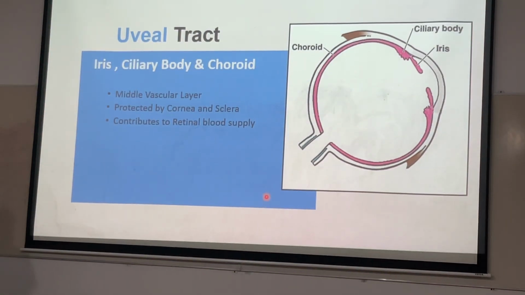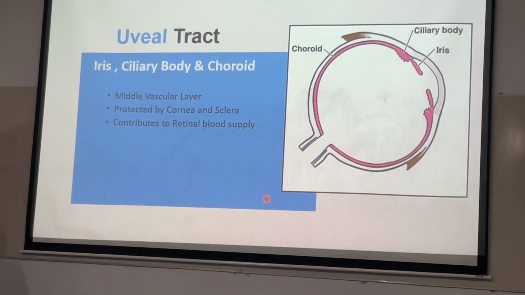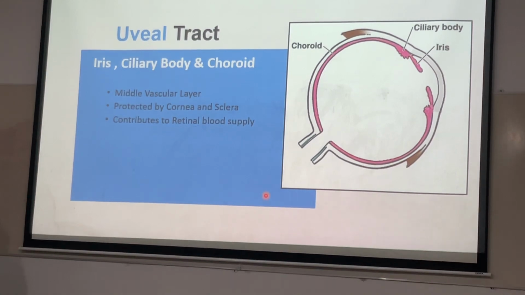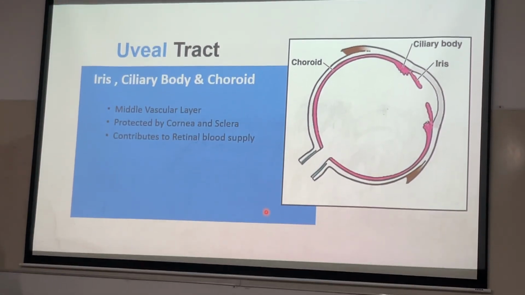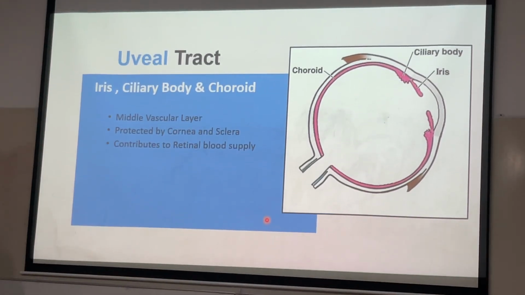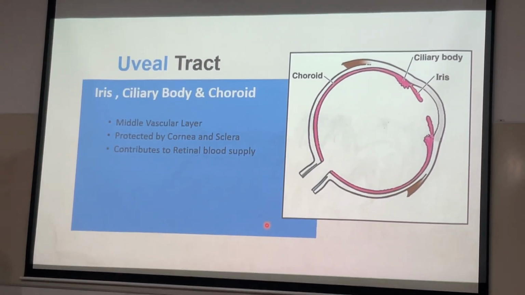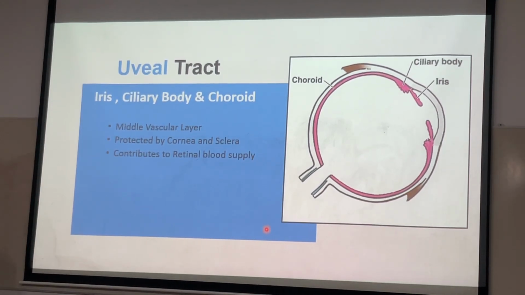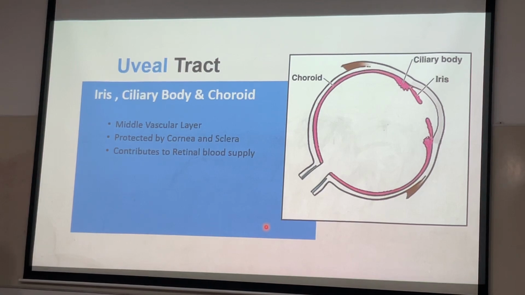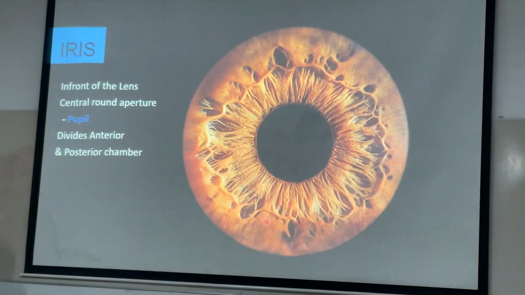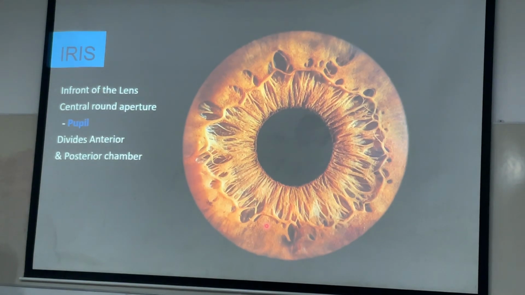So the iris. Okay, so the iris is part of your uveal tract. So the uveal tract is made up of your iris, ciliary body, and choroid. Okay. So the uveal tract is the middle vascular layer of the eye. It is protected by the cornea and the sclera, and this contributes to the retinal blood supply. So first part of the uveal tract, no, is the iris.